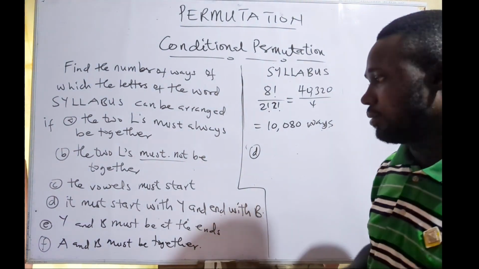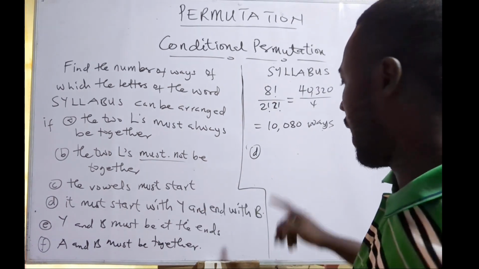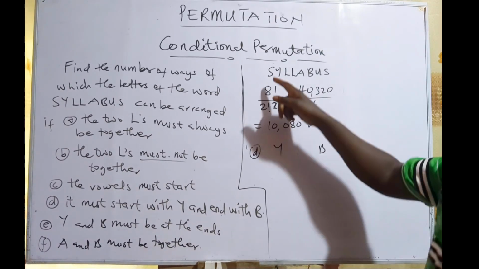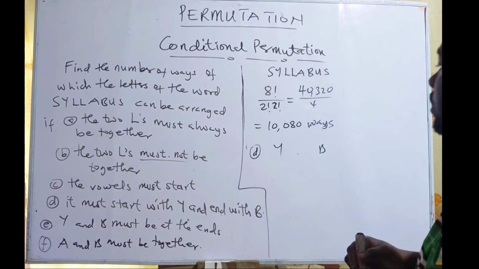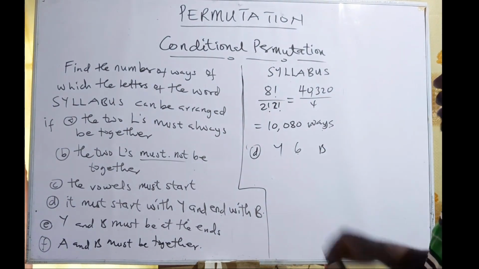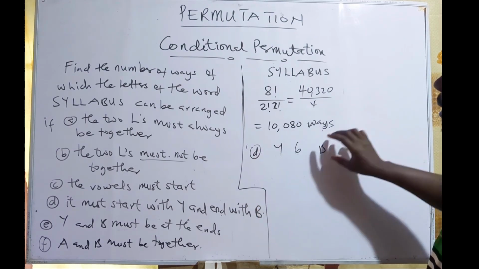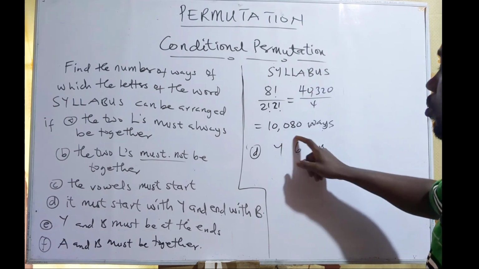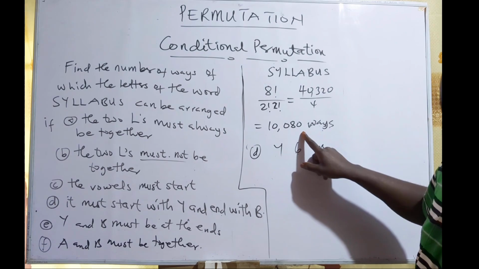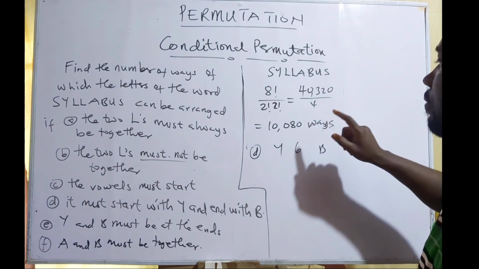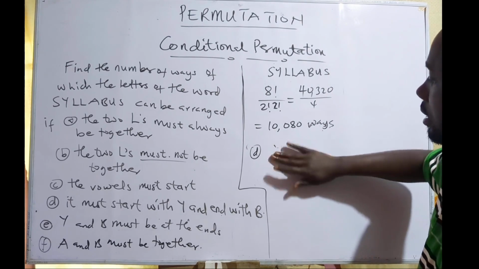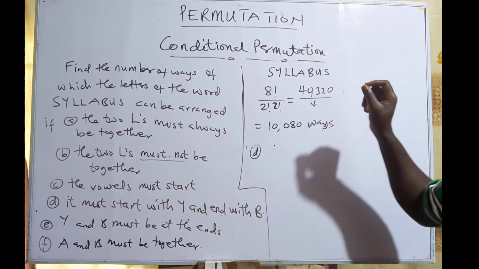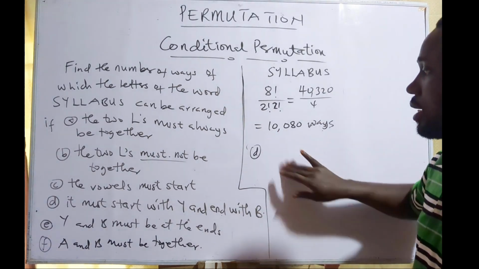Okay, so let's look at the D. It said it must start with Y and end with B. So how many letters are in the word SYLLABUS? That is 8. So Y and B are constant at the ends. If it must start with Y and end with B, then that leaves 6 letters for me to do the arrangement.